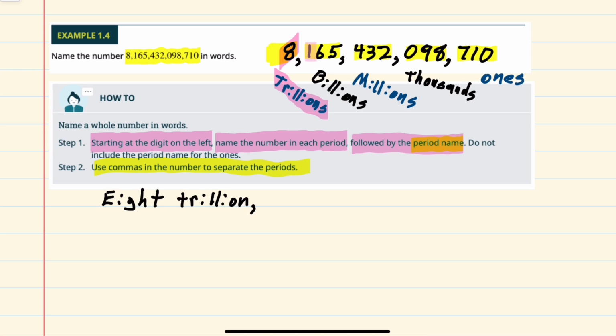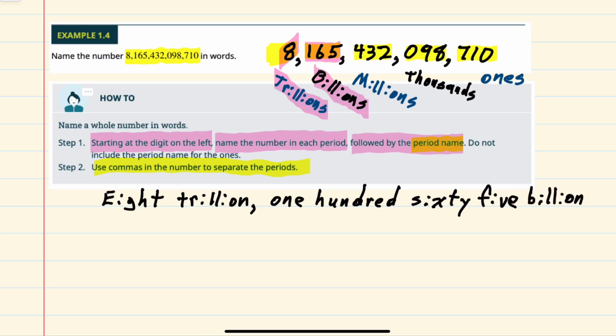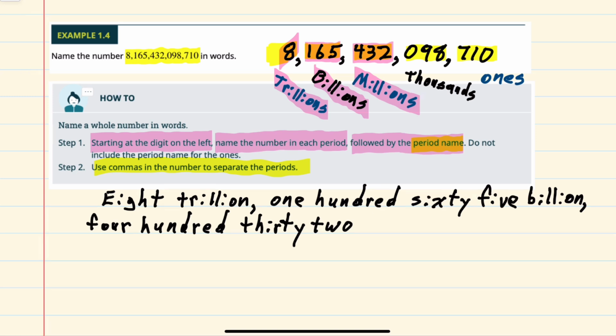The next period has this number, which in words would be 165. And then after writing the number, we write the name of the period, which here is billions. We've completed this period, so we add a comma before moving on to the next period. Writing this portion in words is just 432, followed by the name of the period, millions. We've completed this period, so we'll add a comma, move on to the next period.